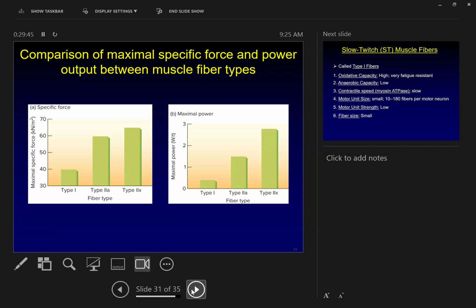But you guys remember power. The equation for power is force times velocity. And so if I get more force and it goes faster, my type 2 fibers have way more power. We need to apply power to sprint and jump and do things like that. That's why if you have a lot of type 2 fibers, you're a better sprinter, a better jumper, things of that nature.